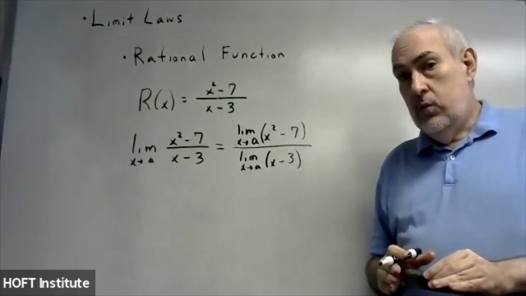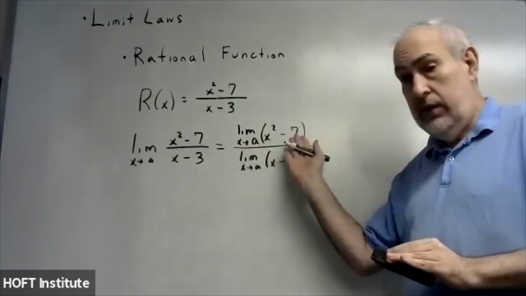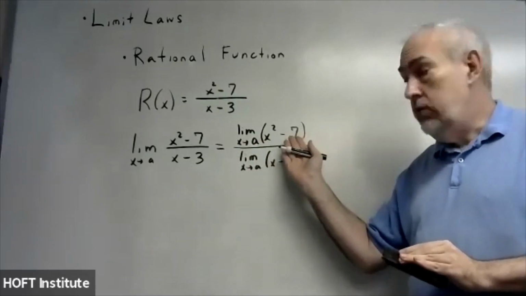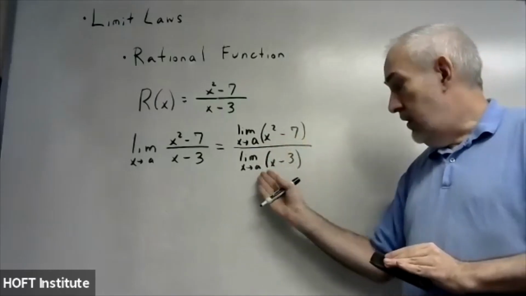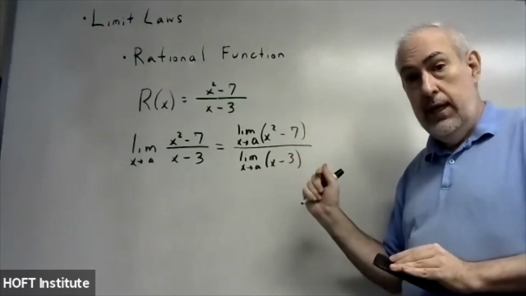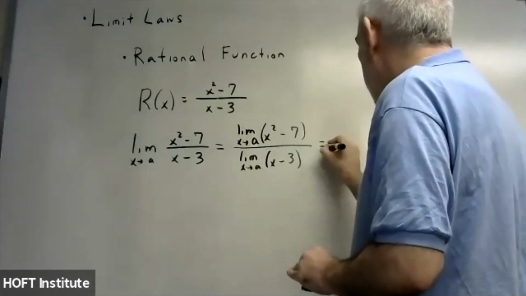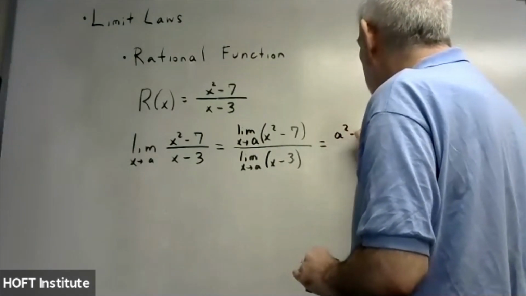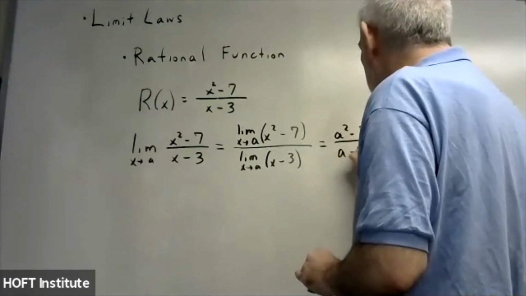And then we can take advantage of the fact that this is a limit of a polynomial. And so you can just plug in a. And this is another limit of a polynomial. So you can just plug in a. So we wind up with a squared minus 7 over a minus 3.